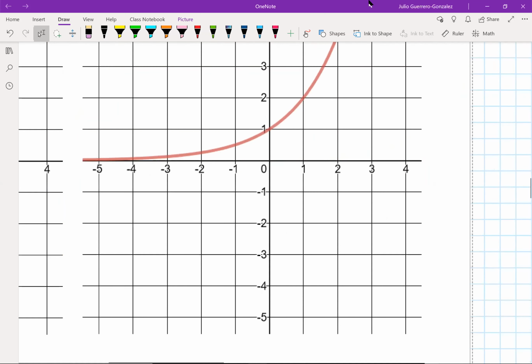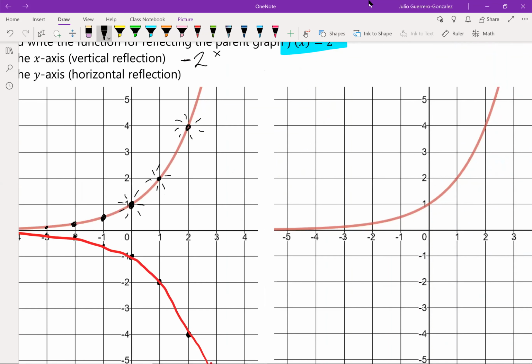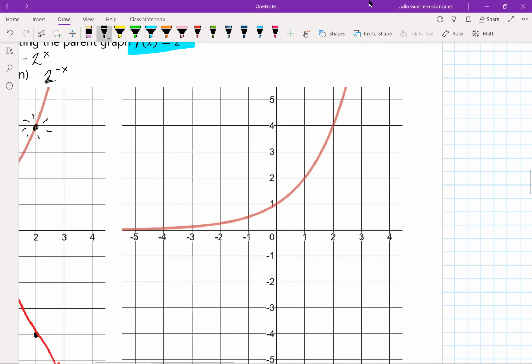Okay. Moving on to the next one. We are now going to do the horizontal flip, or the horizontal reflection. Minus 2 to the x was the first one. This one's going to be 2 to the minus x. This one requires the same thing except across the y-axis. So we have the nice points here that we are now going to flip.